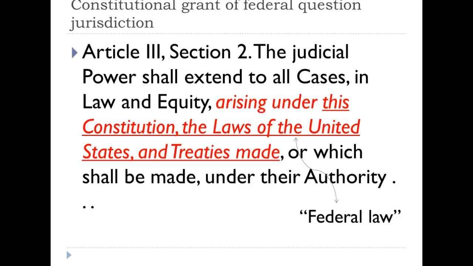So when we say arising under federal law, whether we are referring to the Constitution or whether we are referring to the statutory grant of jurisdiction, we mean arising under the Constitution of the United States, the laws of the United States, and treaties made by the United States. So the words federal law are simply an abbreviation of that.